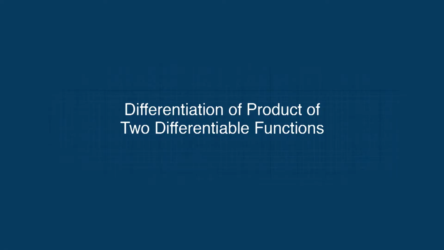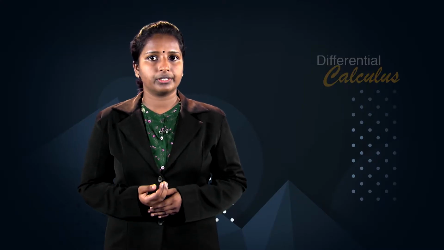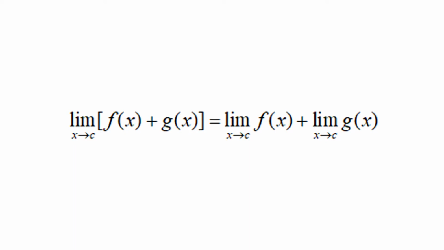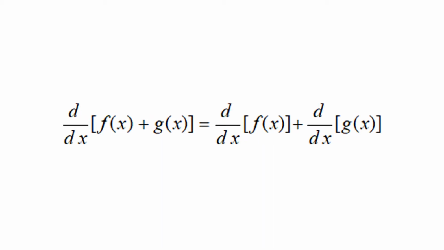Differentiation of the product of two differentiable functions. Using the sum rule of limits of functions, the limit of f(x) + g(x) as x approaches c equals the limit of f(x) as x approaches c plus the limit of g(x) as x approaches c. We have obtained the sum rule of differentiation: d/dx of (f(x) + g(x)) equals d/dx of f(x) plus d/dx of g(x).